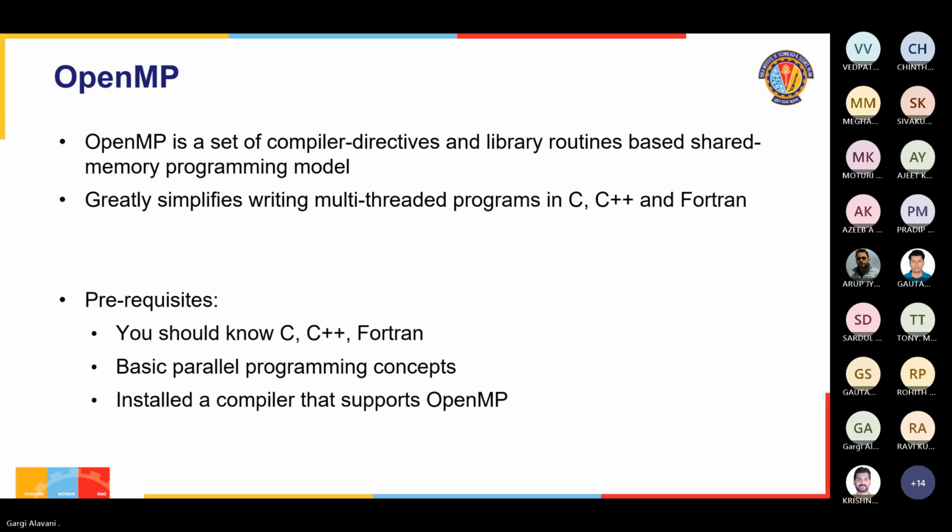OpenMP, similar to pthreads, is a shared memory programming model. That means our threads can communicate through shared variables or memory. So we do not have to worry about the explicit communication that we had to take care of in MPI. This makes things quite simple when we are working with multi-threaded programs. OpenMP is available to you in C, C++, and Fortran. What we will be using in this code is the C programming language.